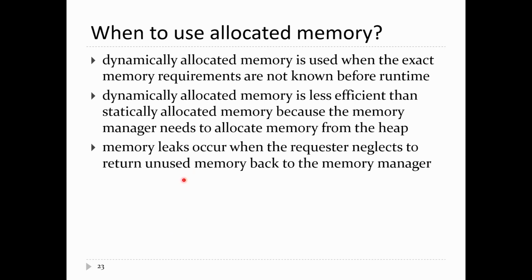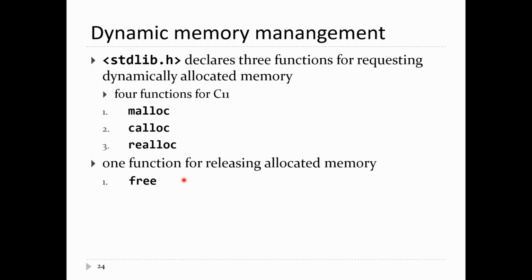It was not uncommon in the 90s that you would run a program for a long time and all of a sudden it would crash. It might not be doing anything, it would just suddenly crash. The reason it normally crashes is because it ran out of memory. It was doing something, asking for dynamically allocated memory, and then not returning it back. Eventually, the memory manager runs out of memory and the program dies. We can keep on going.